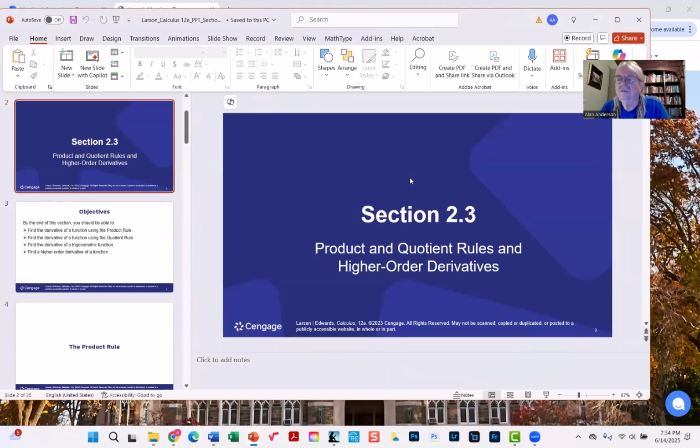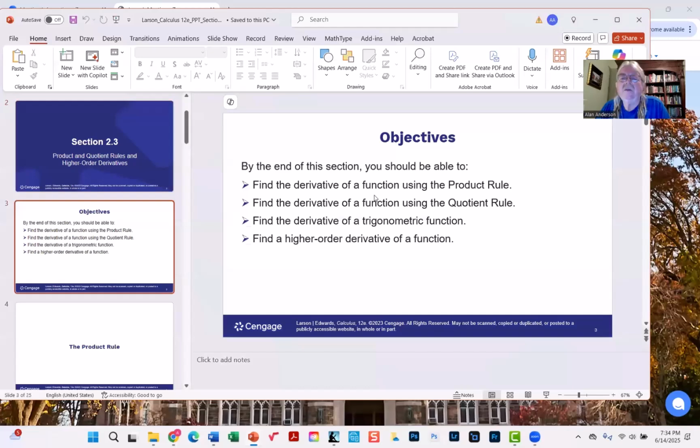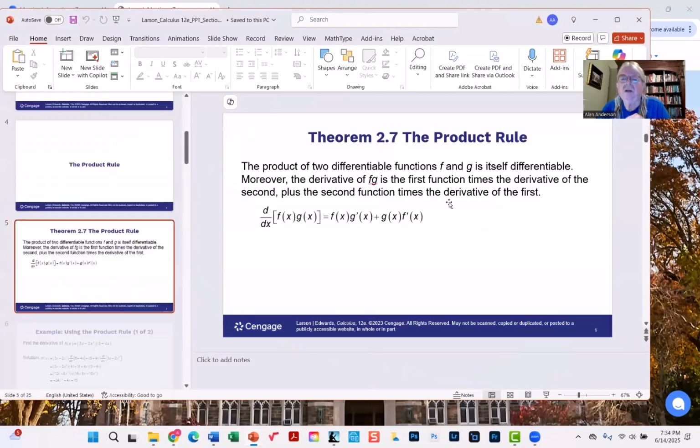Luckily, the rules are repeated each time you take a higher order derivative. So it's nothing terribly involved. It's just that we do need to know how they work. So anyway, we'll start with the product rule.